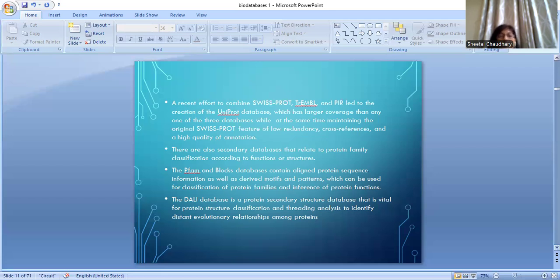There are also secondary databases that relate to protein family classification according to function or structures. The PFAM and BLOCKS databases contain aligned protein sequence information as well as derived motifs and patterns, which can be used for classification of protein families and inference of protein functions. So it consists of information about the protein families and inference of protein functions. The DALI is a protein secondary structure database that is vital for protein structure classification and threading analysis to identify distinct evolutionary relationships among the proteins.